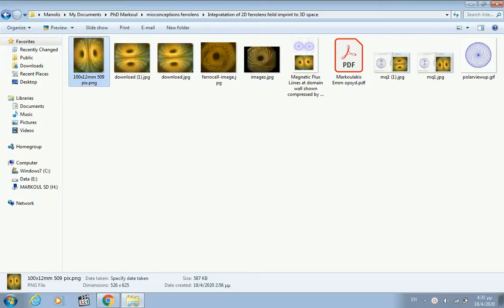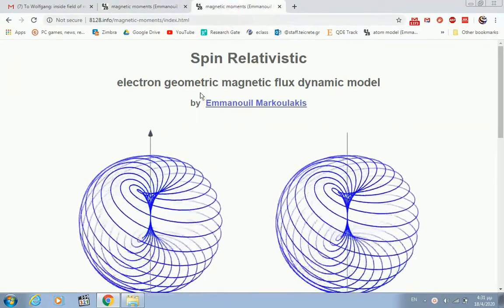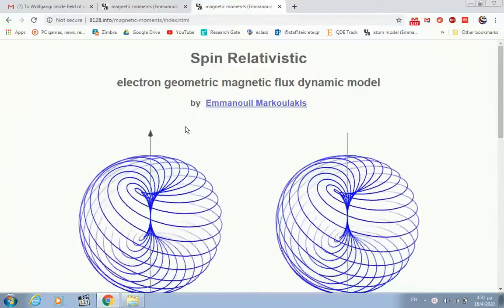This here is the second part of the previous video I have done about the inside quantum magnet field shown by the Ferrolens in 2D and how this translates in an actual 3D space field. I've done this second part because my collaborator Wolfgang Daimler, who is a theoretical physicist and an excellent animator, did some additional animation, and I'd like now to share this with you.